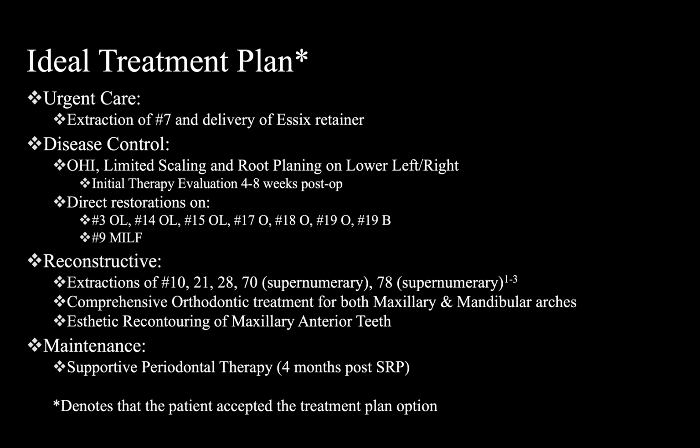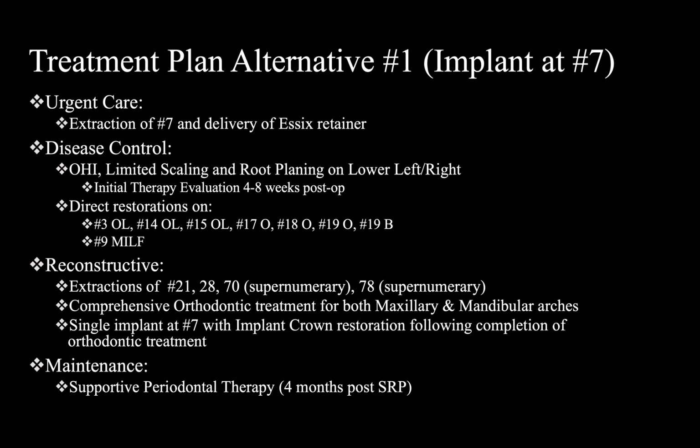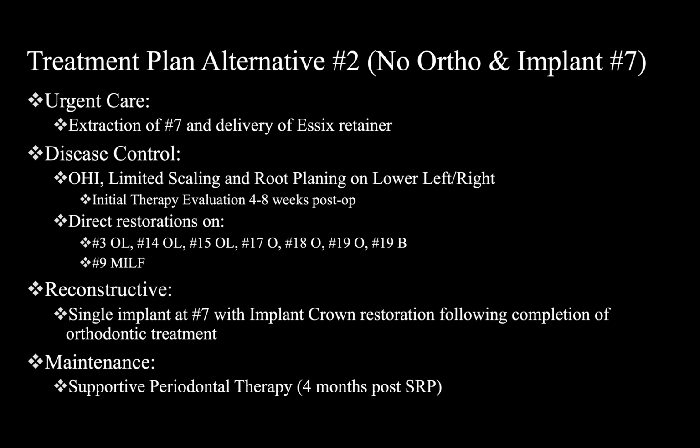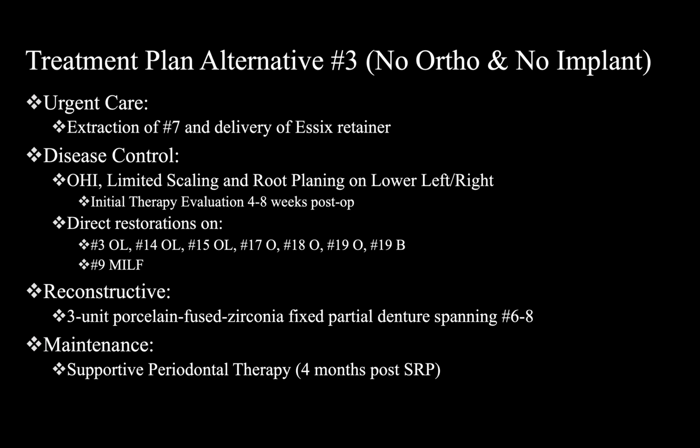And really, our different treatment plan alternatives focus around how we would replace number 7, like we mentioned. So first, we talked about an implant. Again, the patient was not a fan of the implant, did not want to pursue any implant dentistry. And then we said, okay, well, we could do no orthodontics and just go straight to the implant. Patient did not want that. And then we talked about the idea of no ortho and just doing a fixed dental prosthesis. And the patient also did not look into that. And so we ended up, like I said, going with the bilateral canine substitution.